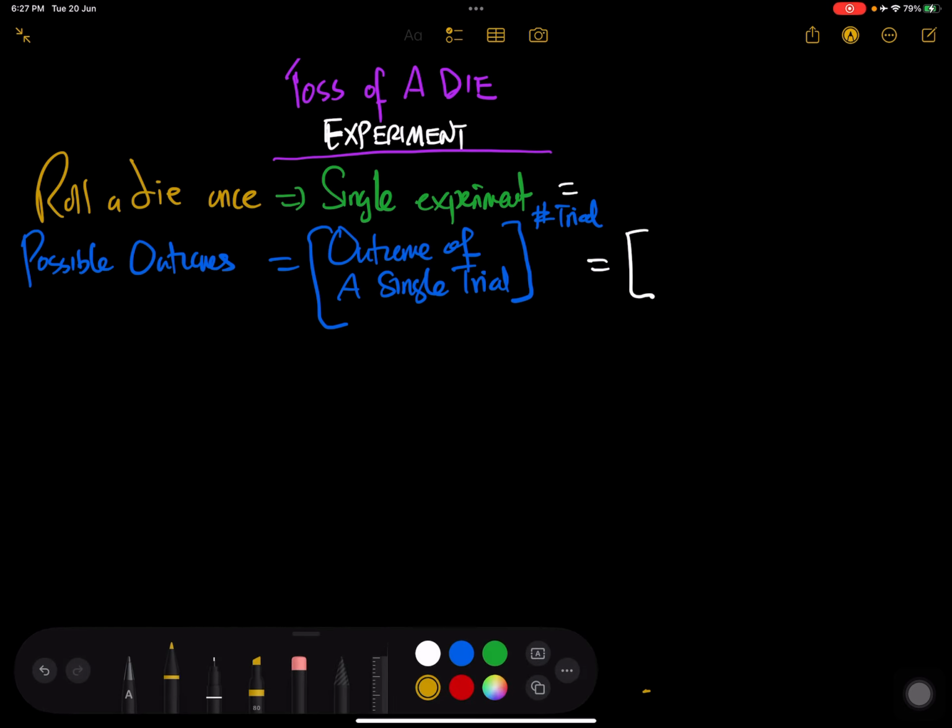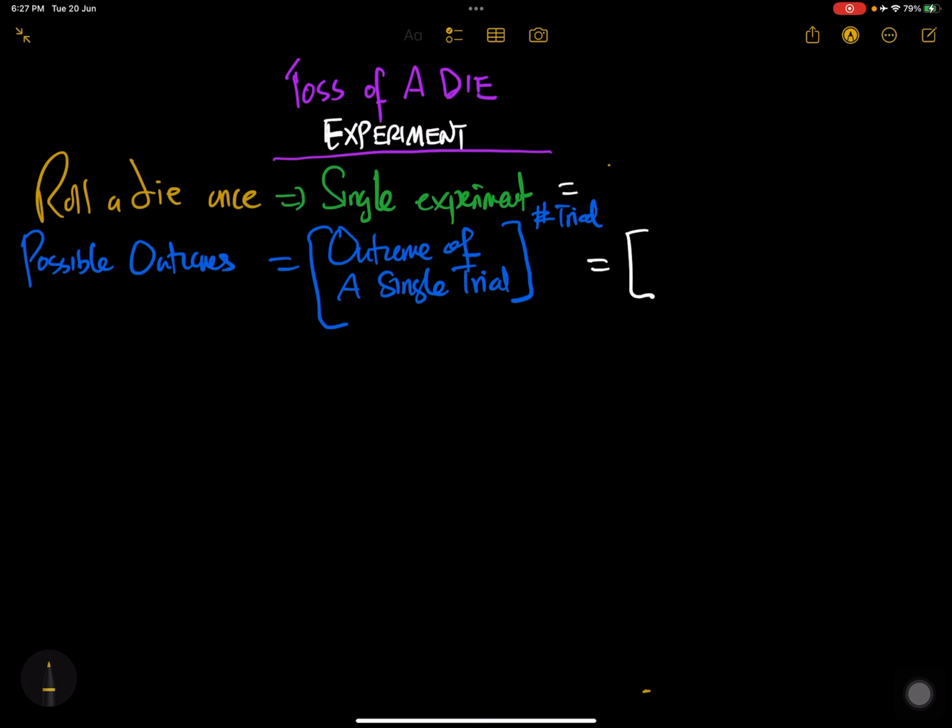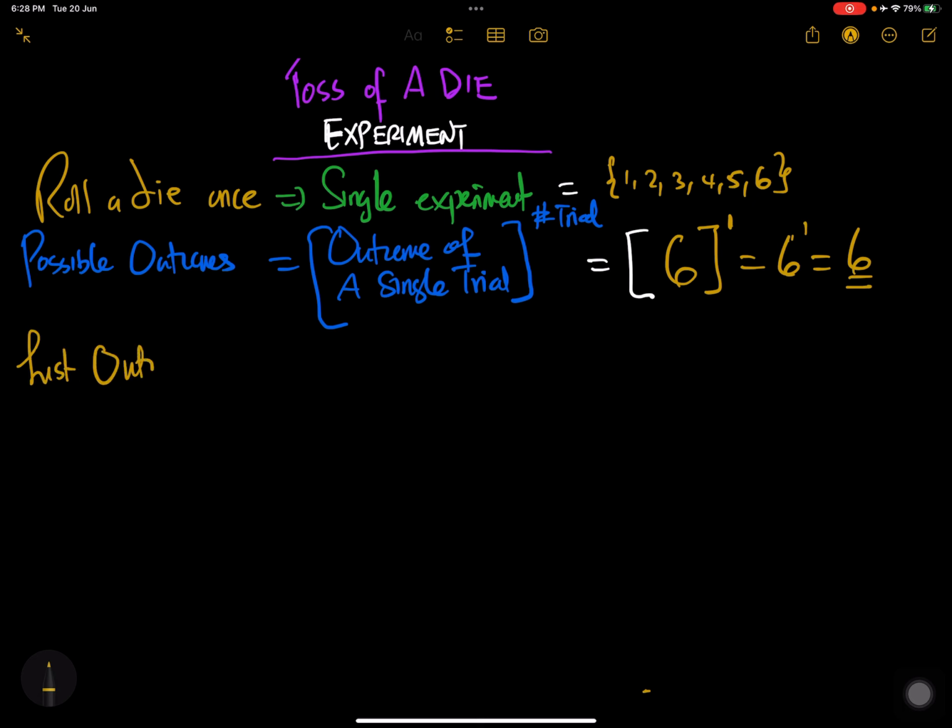So it can either be 1, 2, 3, 4, 5, or 6. So the outcome of a single trial is going to be 6 outcomes to the power of 1, since the trial is only 1. So we get 6 to the power of 1, which is 6. To list the outcomes: 1, 2, 3, 4, 5, and 6. Remember, this is just a single experiment or trial of rolling a die.